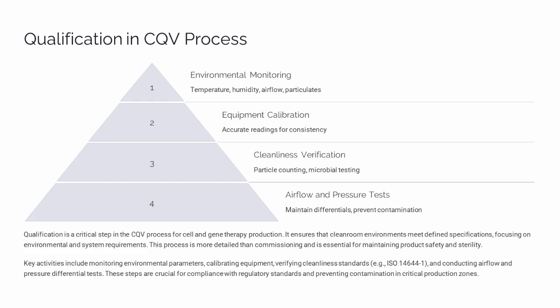Qualification is a critical step in the CQV process for cell and gene therapy production. It ensures that cleanroom environments meet defined specifications, focusing on environmental and system requirements. This process is essential for maintaining compliance and product safety and sterility. Key activities include monitoring environmental parameters, calibrating equipment, verifying cleanliness standards, and conducting airflow and pressure tests. These steps are crucial for compliance with regulatory standards and preventing contamination in critical production zones.